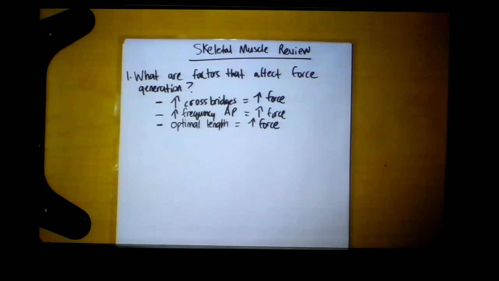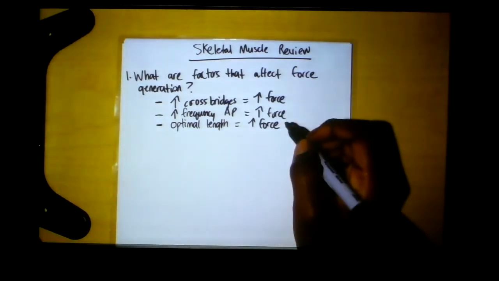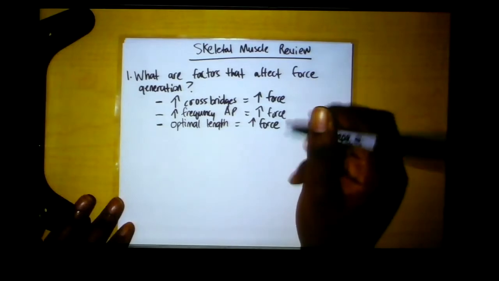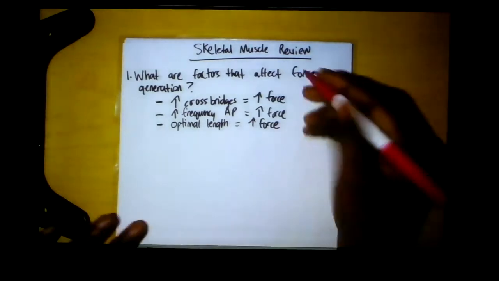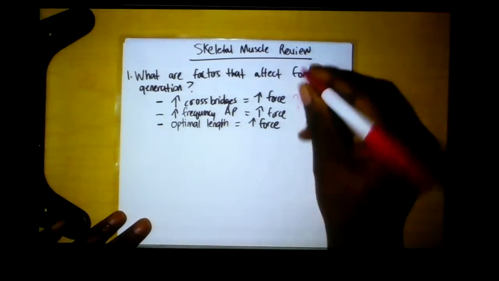This had to do with the way that the sarcomere was, right? If the sarcomere was too stretched out, we didn't generate the maximum force. If it was too contracted, we didn't generate the maximum force. That optimal length is that perfect in-between length that gives us the most amount of force. Now, these are the factors that can affect a single muscle fiber, right? A single muscle fiber.